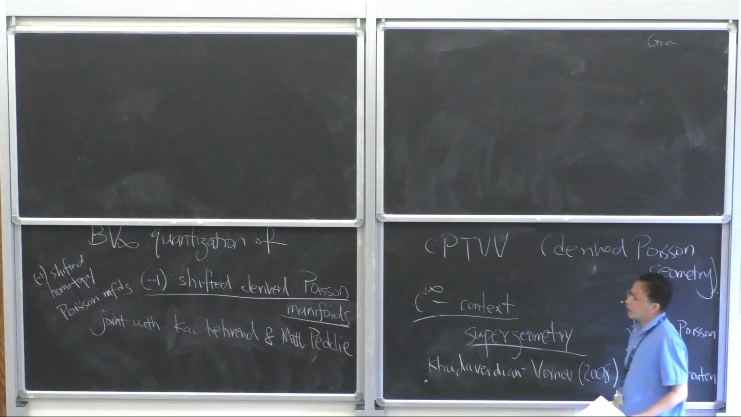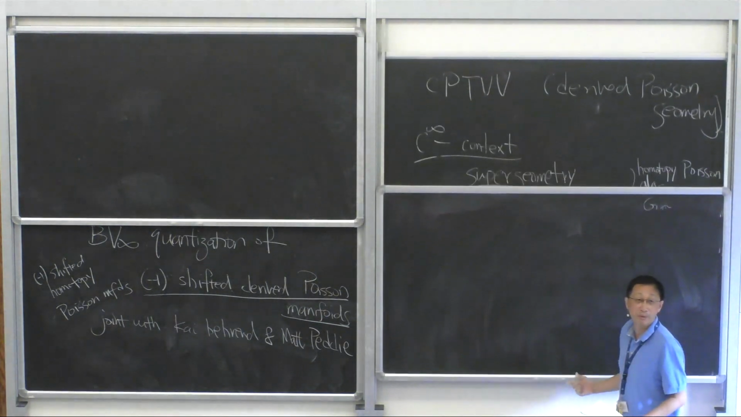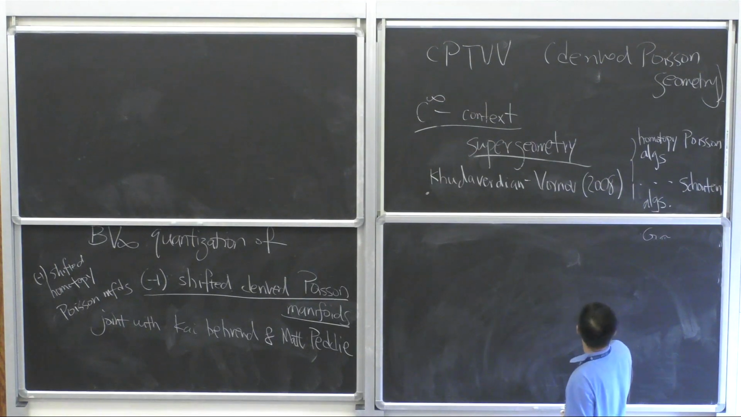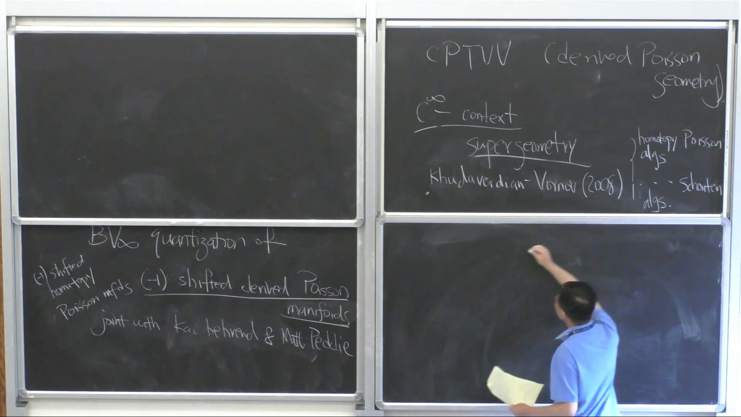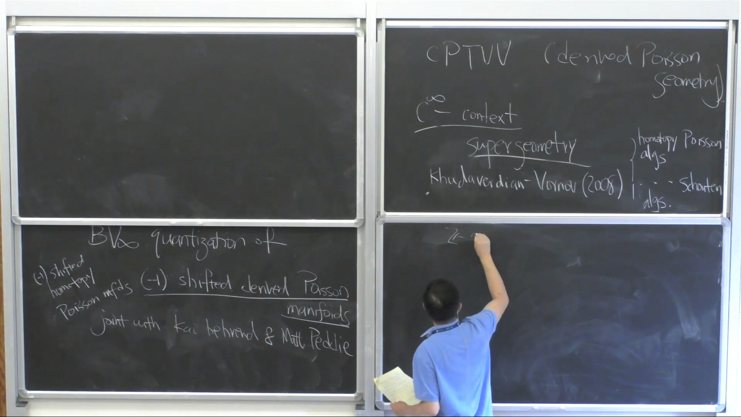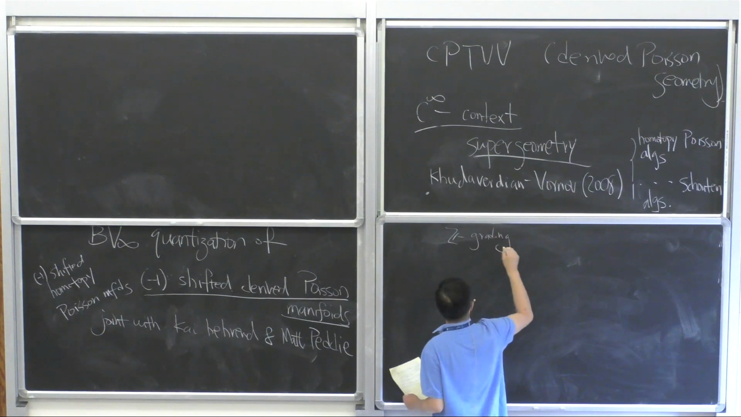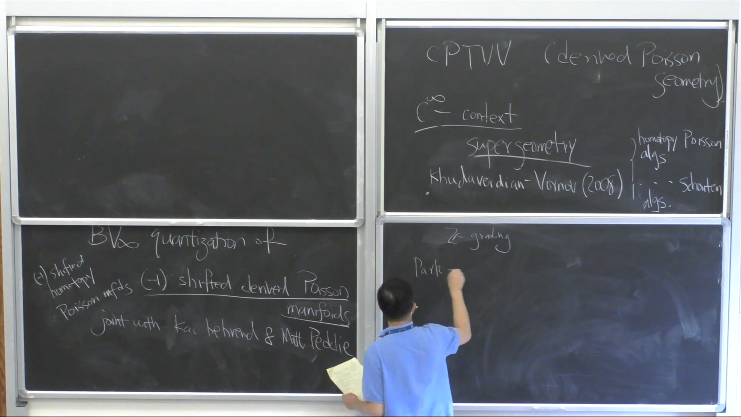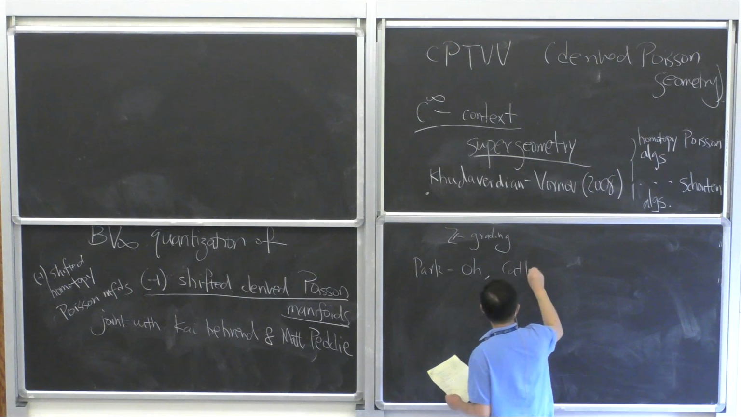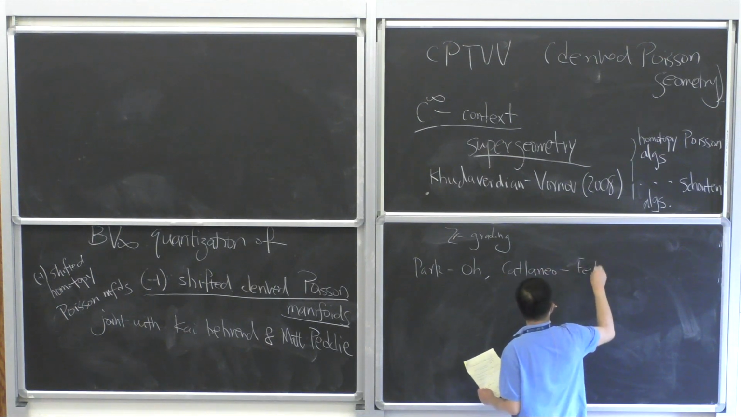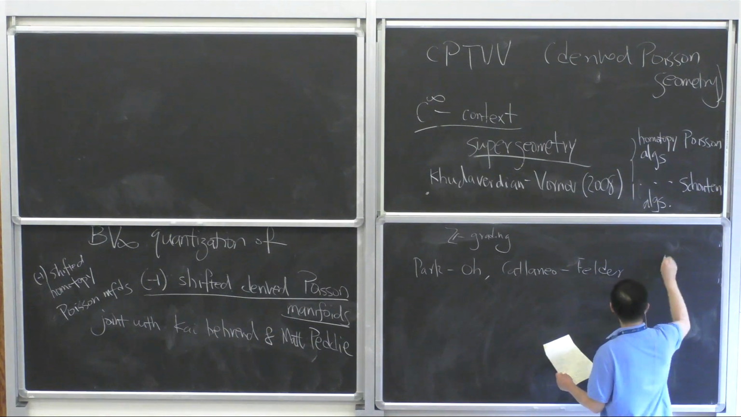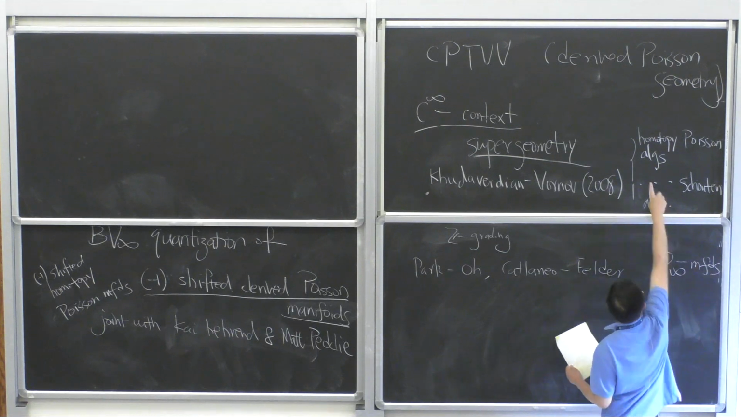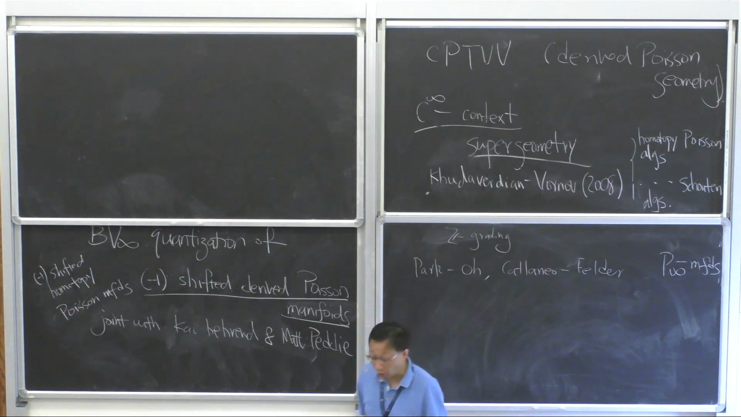Since they're interested in supergeometry, there are only two types: either even, which is a Poisson, or odd, which is just a Schouten. And in the Z-grading context, Park and Oh, and Cattaneo-Fiorenza-Longoni, called them P-infinity manifolds. This is more or less the homotopy Poisson algebra.